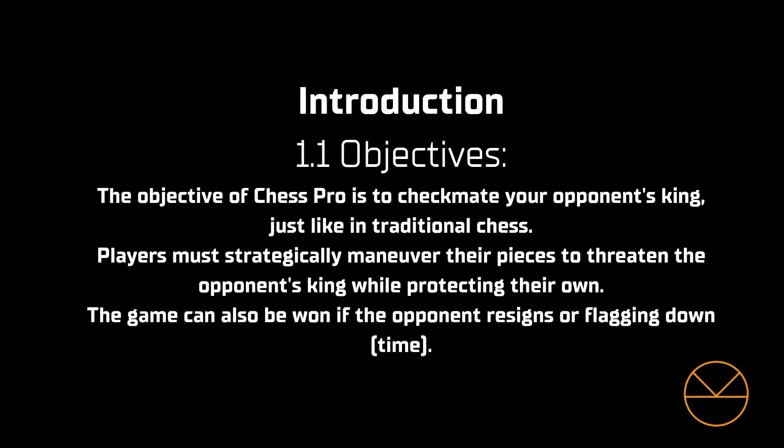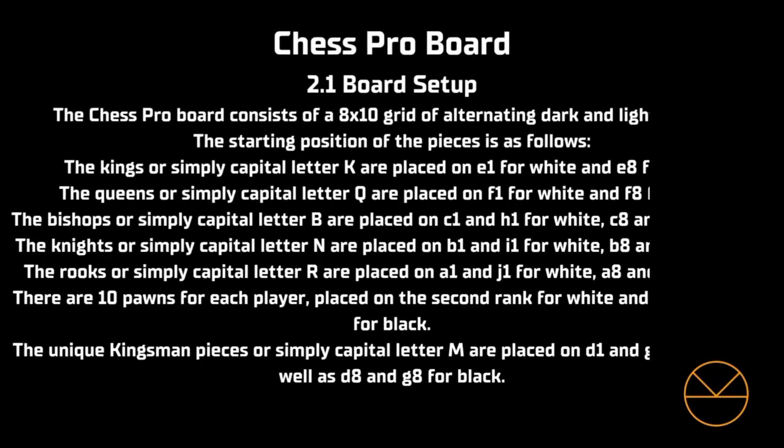Introduction. 1.1 Objectives. The objective of Chess Pro is to checkmate your opponent's king, just like in traditional chess. Players must strategically maneuver their pieces to threaten the opponent's king while protecting their own. The game can also be won if the opponent resigns or flags down on time. Chess Pro Board. 2.1 Board Setup.